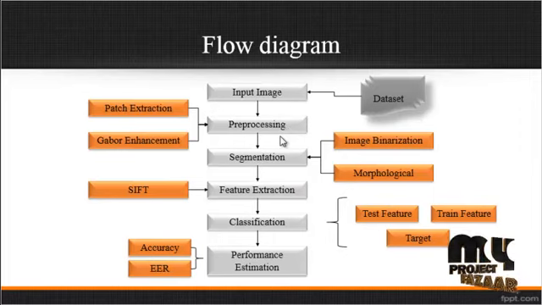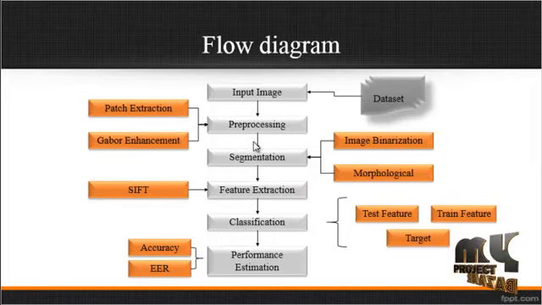In this pre-processing step, we have divided the pre-processing into two stages. First one is the patch extraction, and then the second one is the Gabor enhancement. Patch extraction is nothing but splitting the input image into small boxes. For example, if I get the input image, then I split it into 4, meaning the number of patches equals 4. After the patch extraction, the Gabor filter is applied to enhance the image edges.